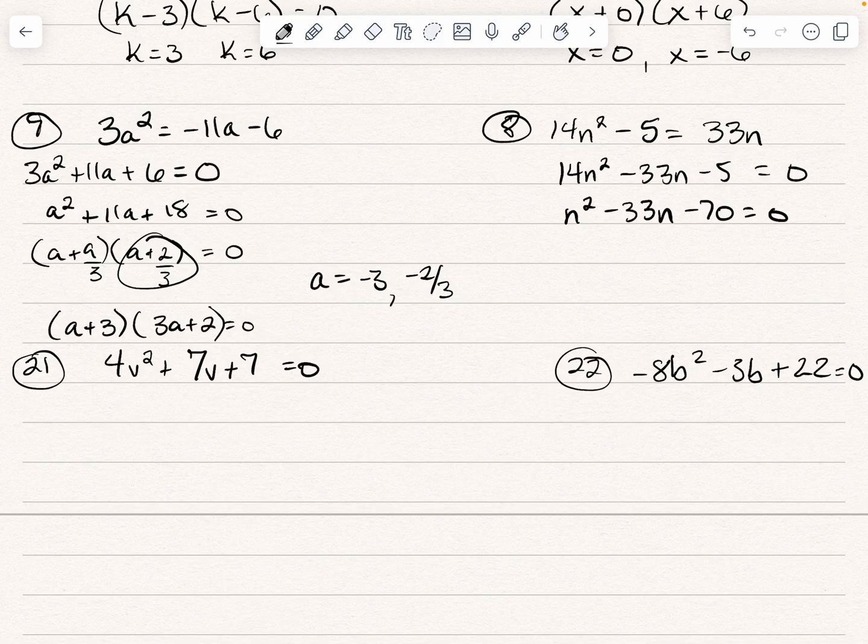70 divided by 4 does not work. 70 divided by 5 is 14. 70 divided by 3 doesn't work. 70 divided by 2 is 35. So this is n minus 35 and n plus 2. Okay, that's going to give me the factors that I need here, but we've got to divide both by 14.